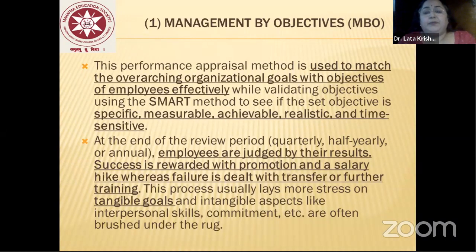At the end of the review period, which could be quarterly, half yearly, or annual, employees are judged by their results. Success is rewarded with promotion and salary hike, whereas failure is dealt with transfer or further training. This process usually plays more on tangible goals, and intangible aspects like interpersonal skills, commitment, etc., are often brushed under the rug. So obviously, when we're looking at MBO, we are measuring things that we can actually count, tangible goals.